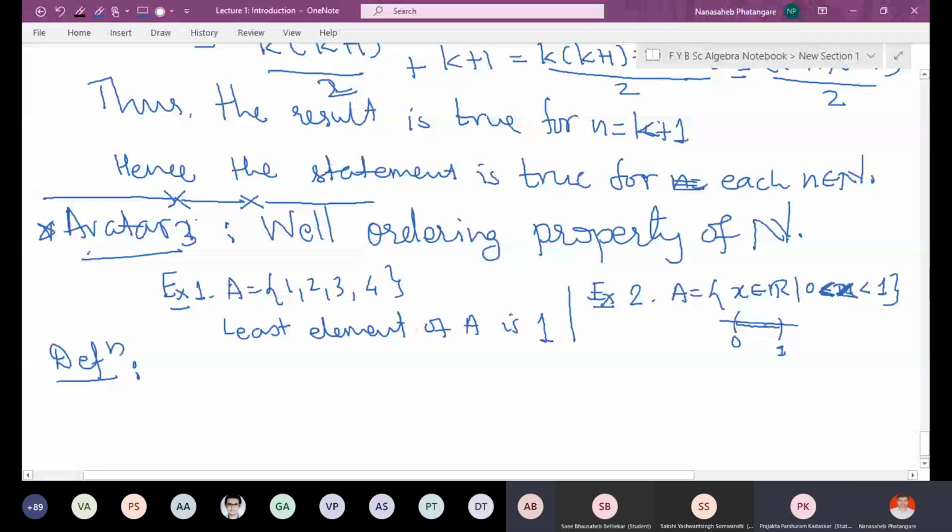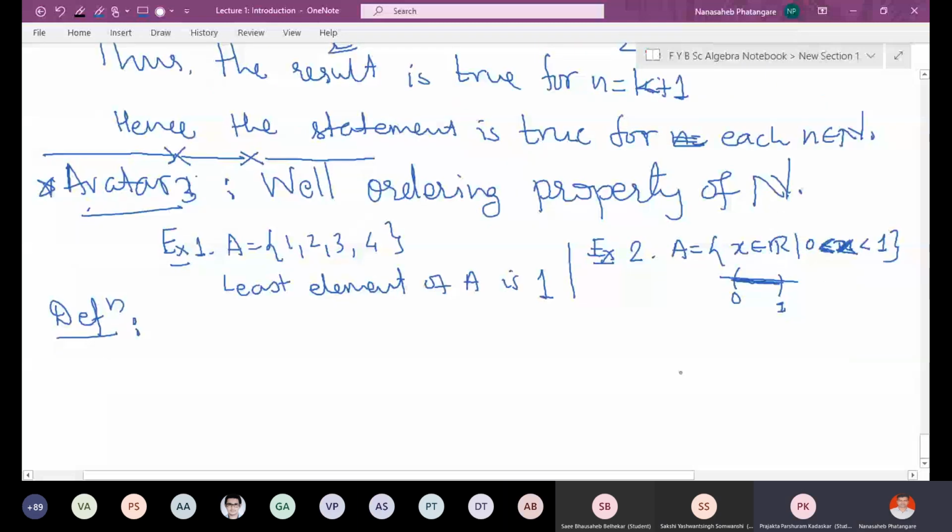Now, what is the least element of this set? Second example, the interval 0 to 1, where 0 is not a member. For example, suppose you are in a class and somebody asks the name of the student who has the least marks in mathematics. The student must be a member of the class. So this set has no least element.